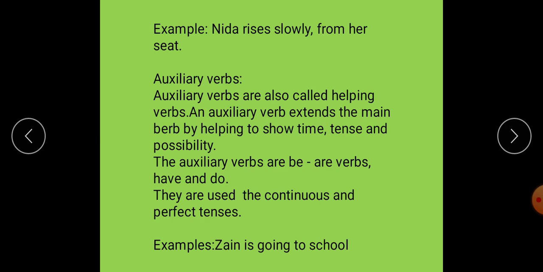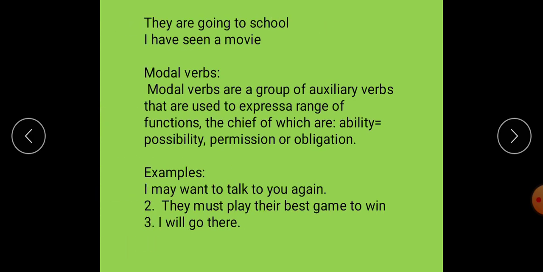Example, Zain is going to school. This is continuous tense. Is is the helping verb. They are going to school. Are is a helping verb. I have seen a movie. This is perfect tense. These are helping verbs.